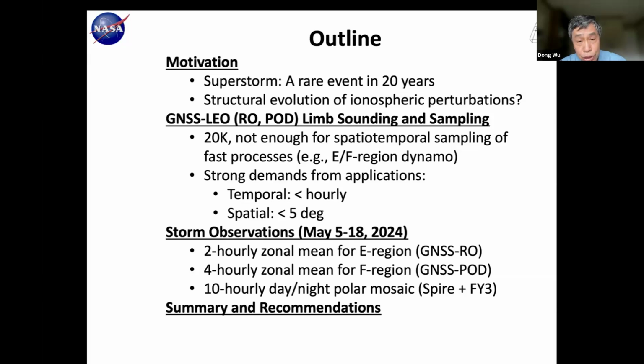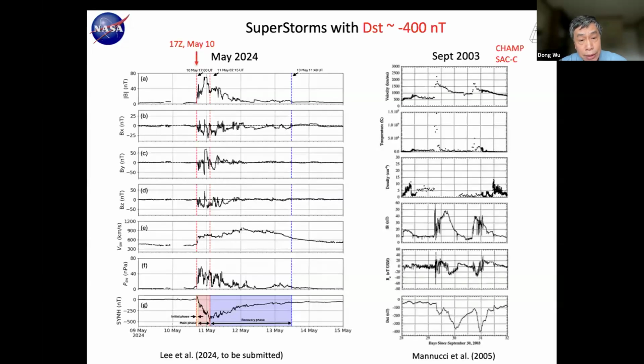For this storm, typically I'd like to have hourly and at least 5 degree resolution, but I don't have that. So I'm going to show you the observations from 2 hourly with a zonal mean, and 4 hourly in the E region. In the F region, we have to make it coarser, 4 hourly, and for the map on Mosaic, I have to use an even wider time band. But you can get a picture that we have never seen for this storm before. And I will give some summary and lessons learned from this storm.